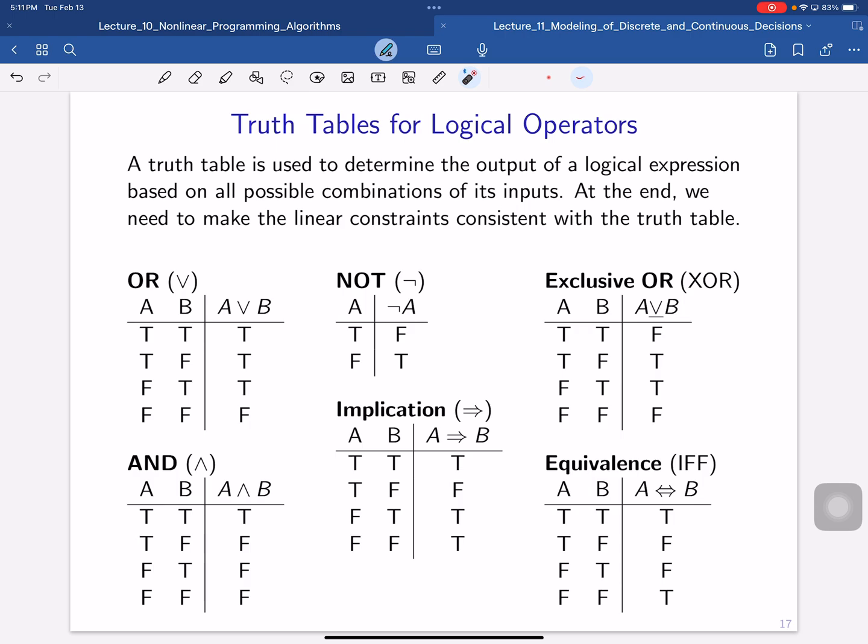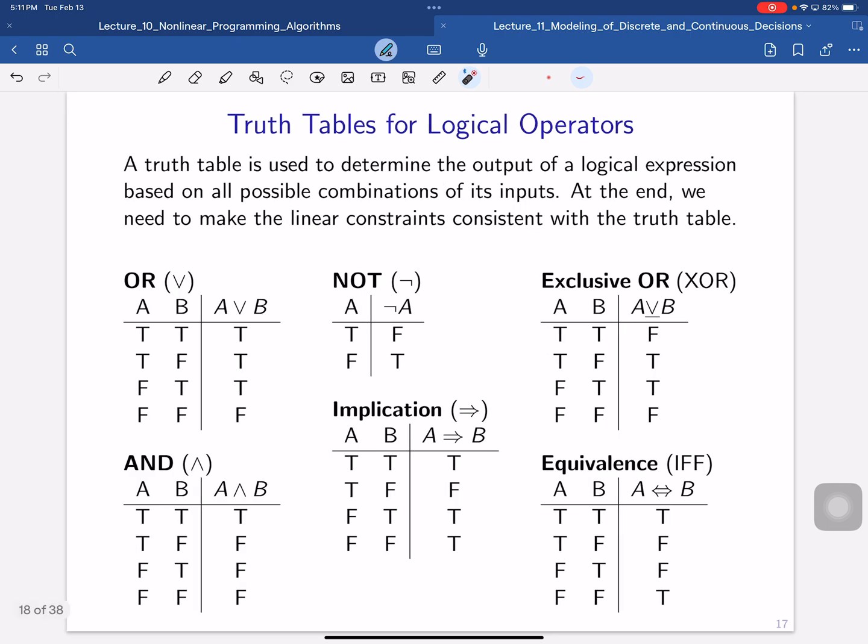But on the other hand, if A is false, then B can be either true or false. It doesn't matter here. So that's why whenever A equals false, A implies B will all equal true, okay? And all the others should be pretty straightforward, like equivalence and exclusive OR. We can come back to them later on.